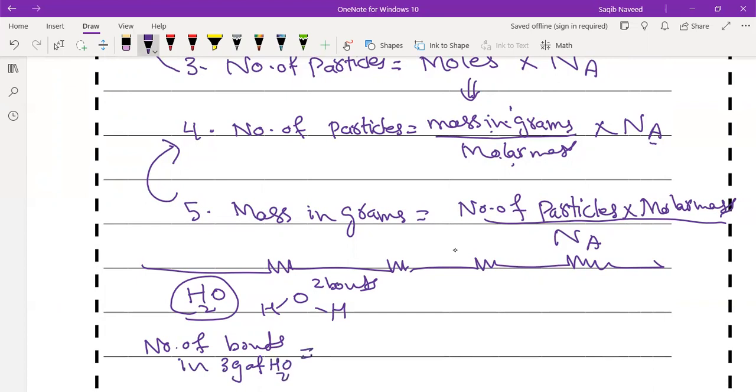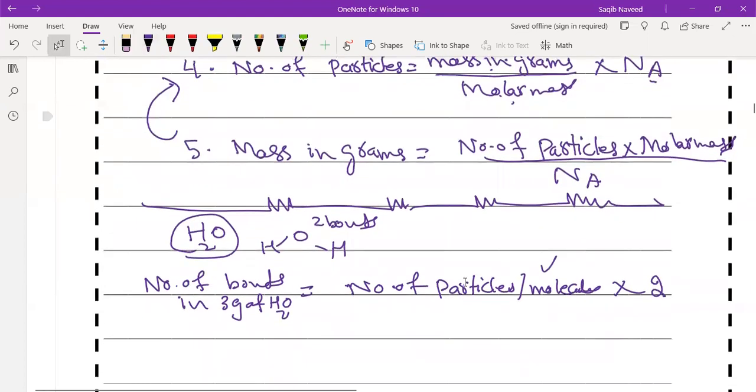So that is, you need to find number of particles, that is the formula number 3, multiply by 2, because in case of water we will be using number of molecules instead of particles. So multiply by 2 factor. Why 2 factor? Because one molecule has two bonds.